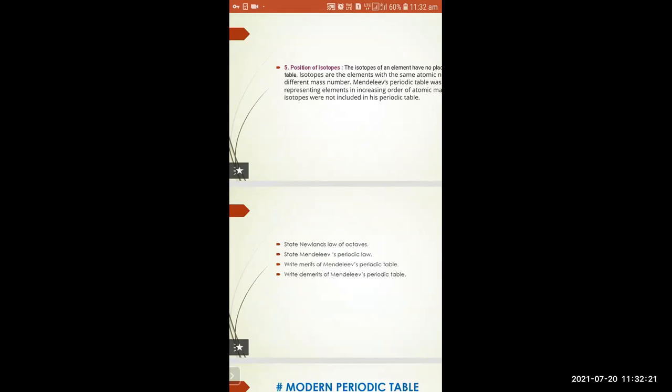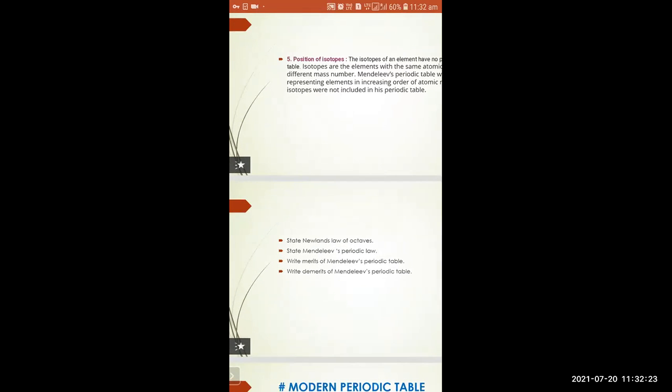Would someone like to tell me Newland's law of octaves? Can someone tell me what is Newland's law of octaves? Ma'am, in Newland's law of octaves, Newland said that the first element and eighth element have similar properties. Yes. Good.